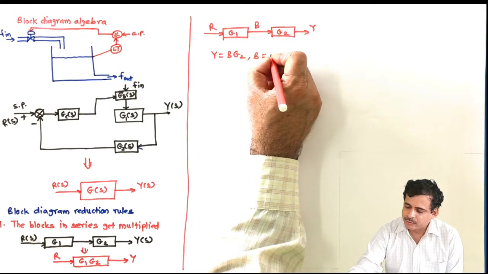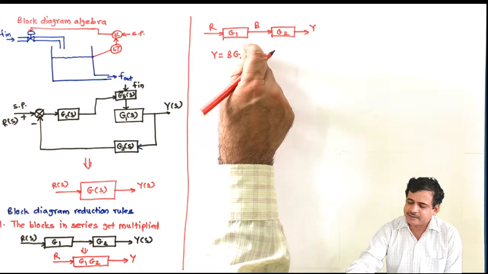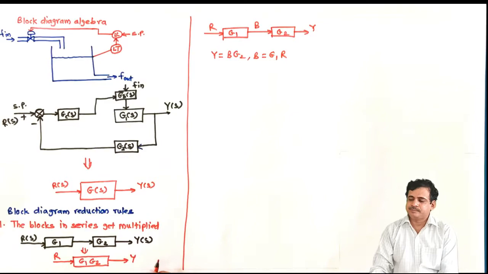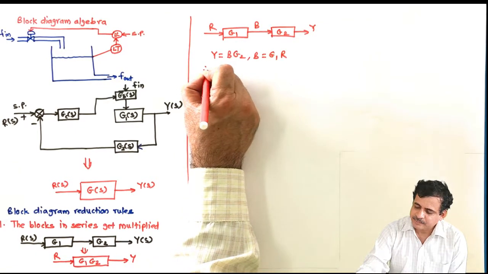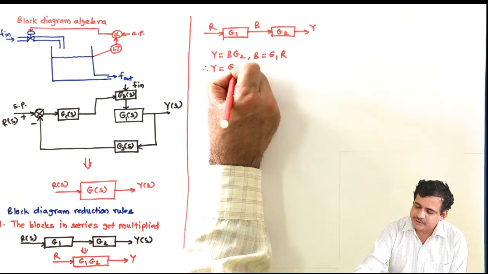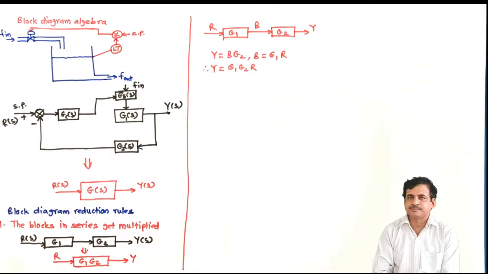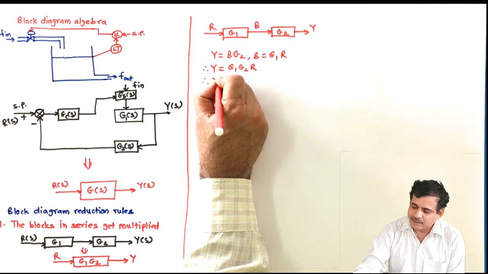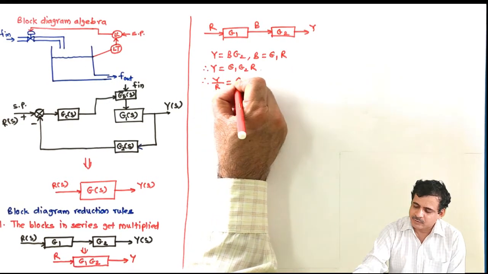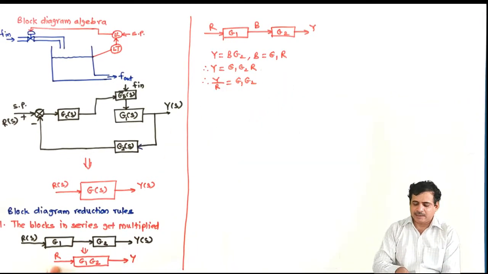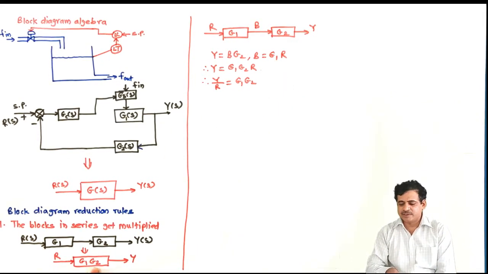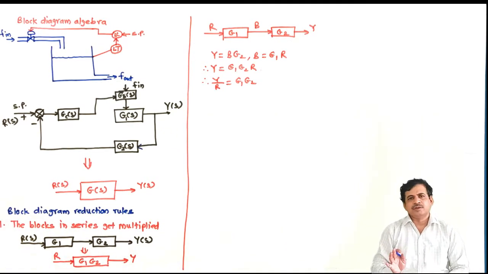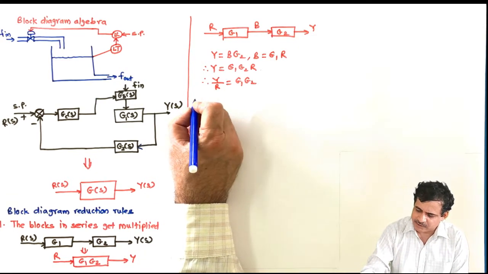B is equal to, or in practice in reverse order, G2 into b, and here it will be G1 into r, and hence y is equal to G1 G2 r, and that implies y by r is equal to G1 G2. So r gets multiplied with G1 G2 gives y. Very simple. This rule is useful when the blocks are in series.